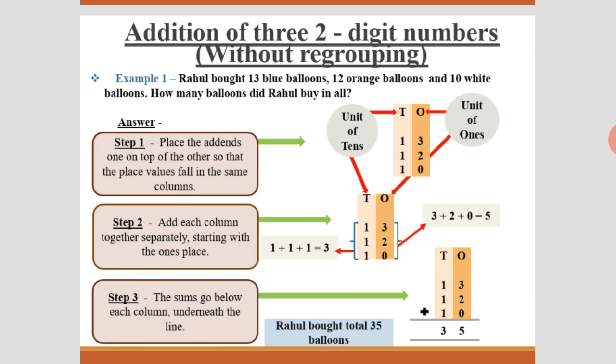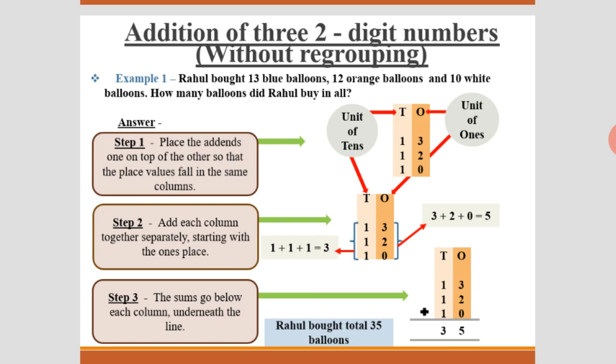First, arrange the addends one below the other, based on the place value. We see the number 13 below 12, 12 below 10. Now, step 1, 3 plus 2 plus 0 is present in the ones column, and 1 plus 1 plus 1 is present in the tens column. So we should know how to do addition. Whenever we start the addition, always start from the ones column. That means start from the right side.